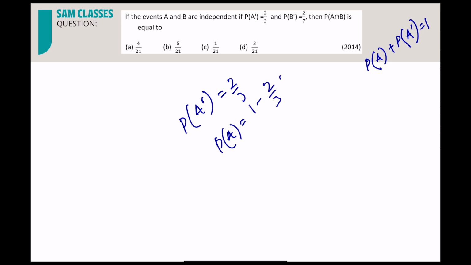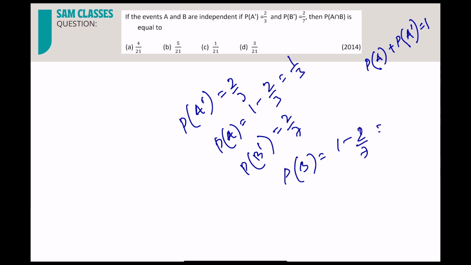1 minus 2 by 3, so that is equal to 1 by 3. So you don't have to do it like what I'm doing. Okay. So probability of B dash is equal to 2 by 7. So probability of B will be equal to 1 minus 2 by 7, that is equal to 5 by 7.